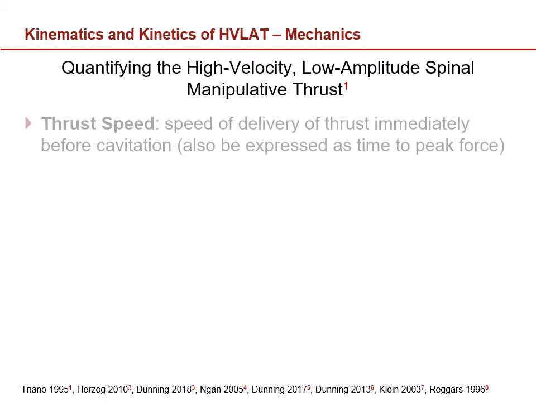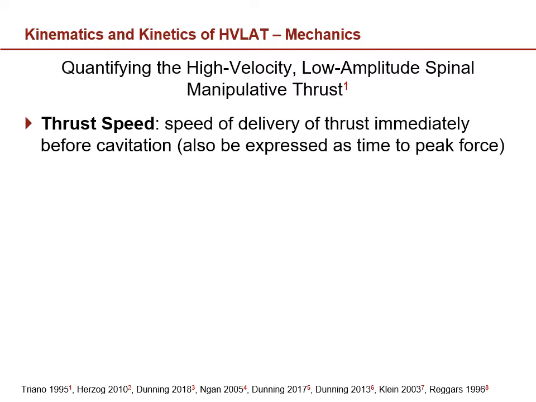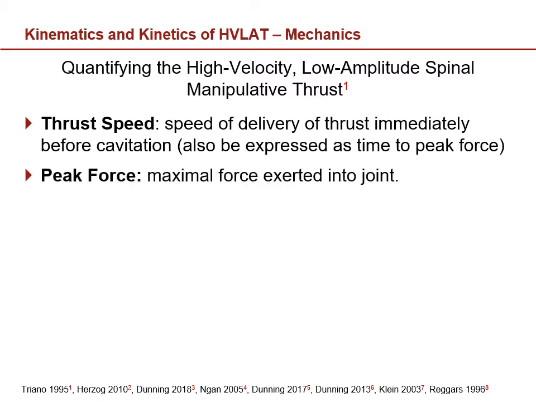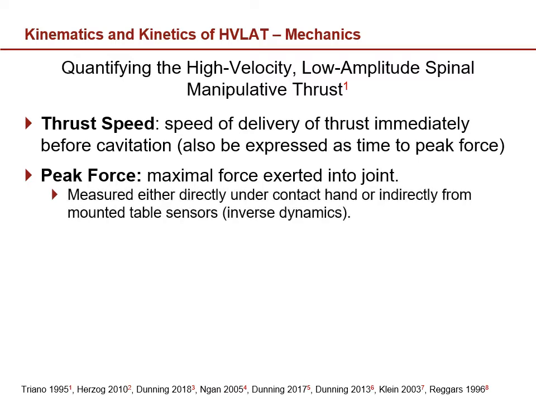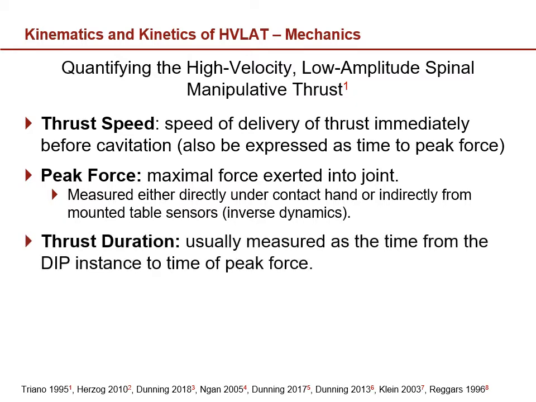Okay, so starting off with some operational definitions for consistency and clarity. Thrust speed: speed of delivery of the thrust immediately before cavitation, expressed as time to peak force. Peak force: maximal force exerted to the joint. This can be measured directly, as far as the amount of contact of the hand against the spine or against the mounted table sensors. Thrust duration: usually measured from the dip, and we'll talk about what the dip is, the instant to the time of peak force.